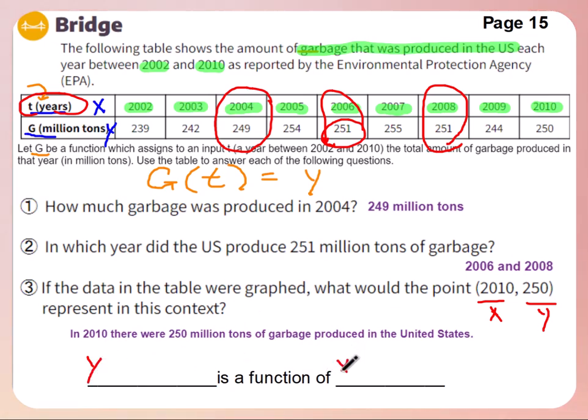Now let's translate that into words. What is your Y value? It's going to be tons of garbage. I'm just going to write garbage, but on your paper, I want you to write tons of garbage. Is a function of years, or you can say time in years.